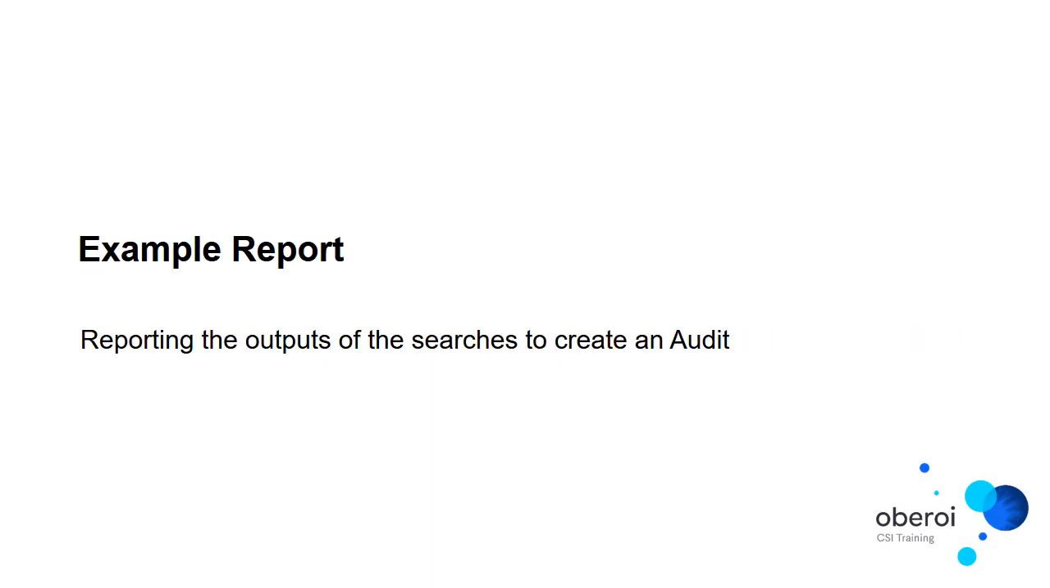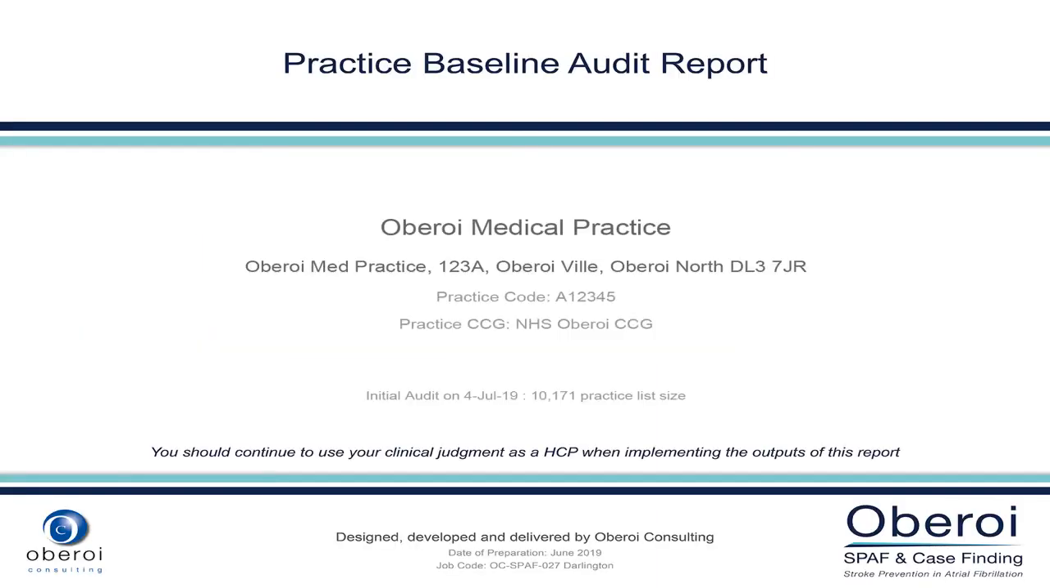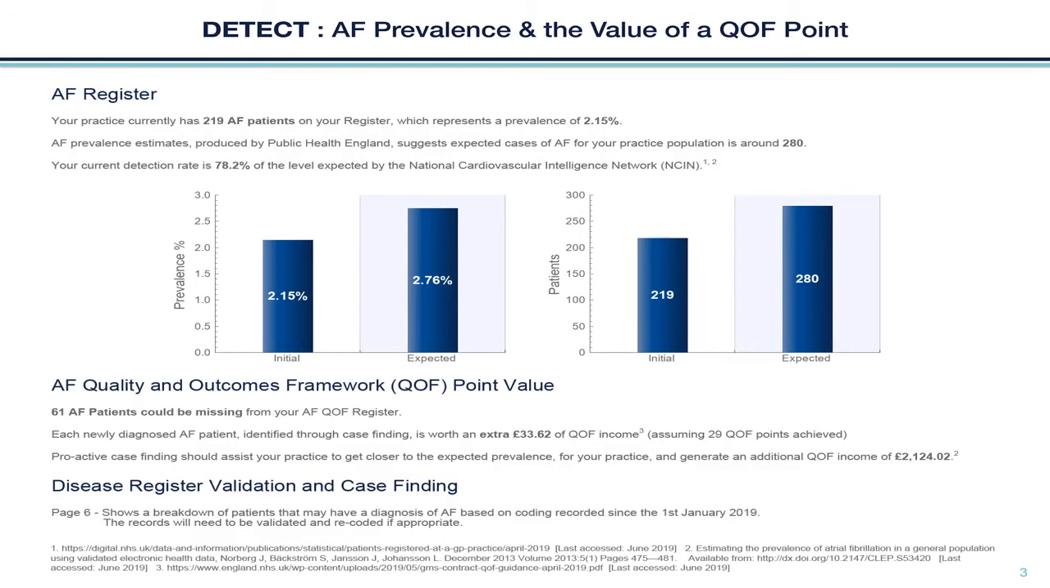Got an example audit report to show you now. So a set of searches have been set up on the clinical system which provide lists of information, lists of patient numbers basically, and this is an example of how you can use those numbers to create a meaningful report. So this is from our SPAF and case finding service. So the first page just confirms who the practice is. This is obviously a dummy one.